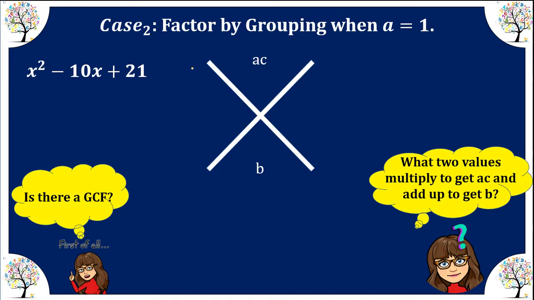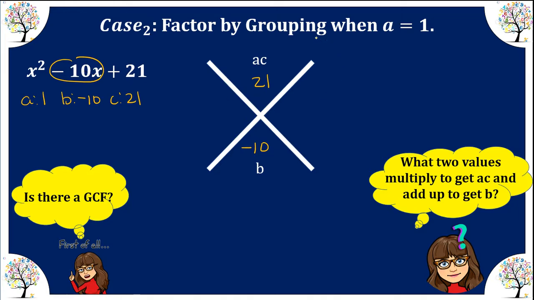x squared minus 10x plus 21. We do not have a GCF. Our A value is 1, our B value is negative 10, and our C value is 21. In our graphic organizer, 1 times 21, and we have negative 10 as our B value. So we are trying to rewrite this term into two separate terms.